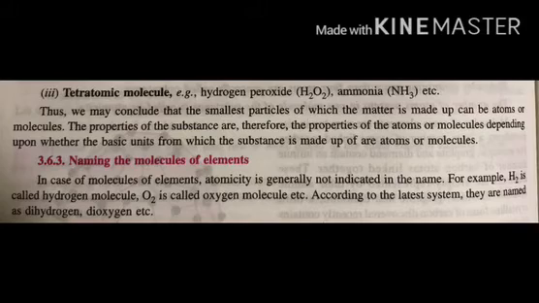Now, naming the molecule of an element. In the case of molecules of an element, atomicity is generally not indicated in the name. For example, H2 is called hydrogen molecule, O2 is called oxygen molecule, etc. According to the latest system, they are named dihydrogen, dioxygen, etc.